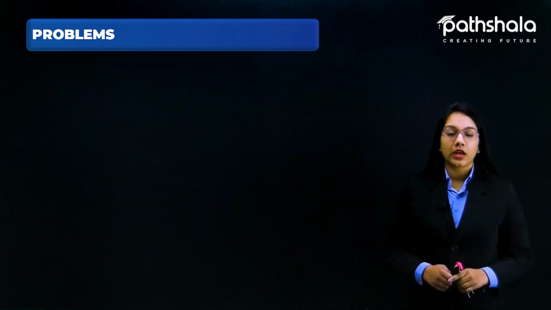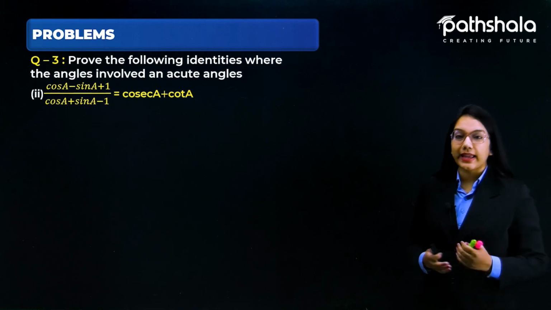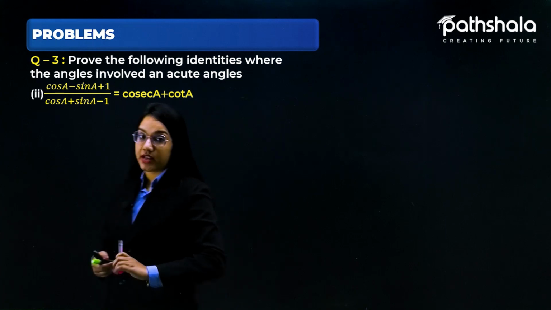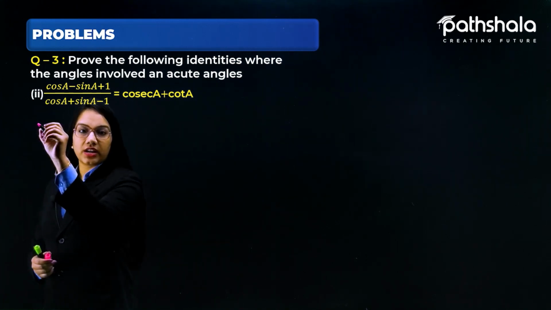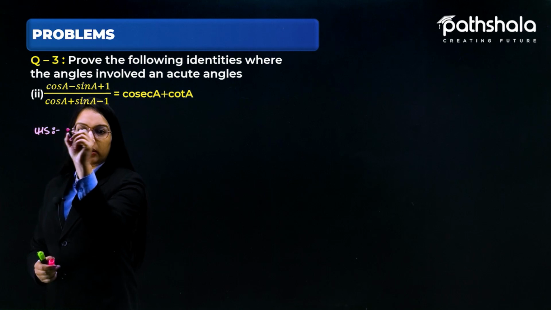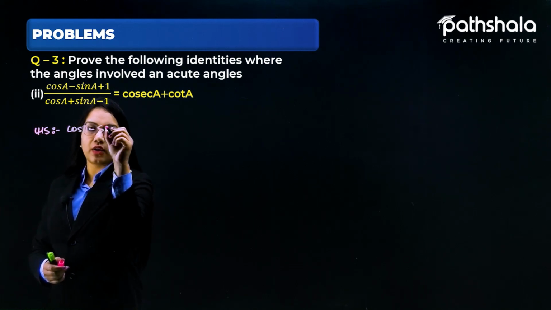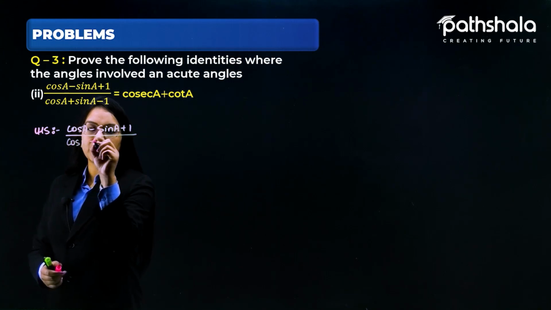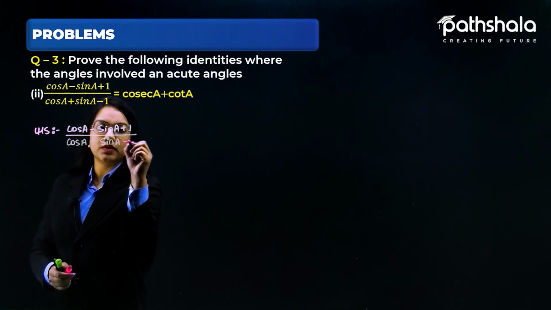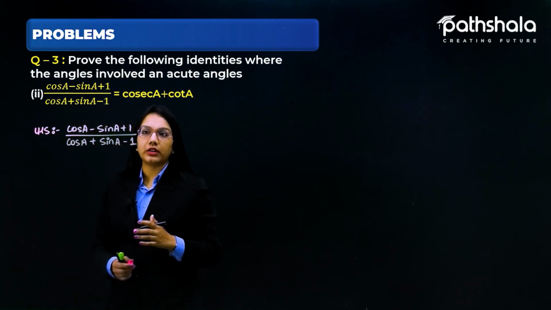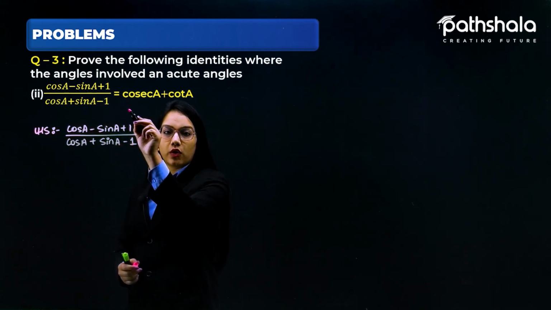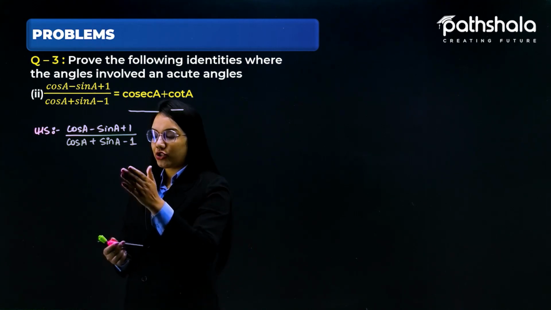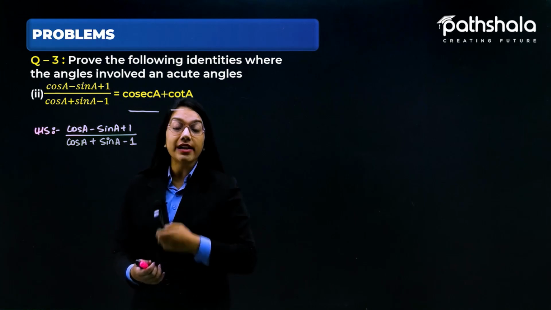to the RHS. Now let's move on further towards the second part of question number 3, which says again we have to prove LHS is equal to the RHS. So let's start the proof. We are taking LHS as (cos A minus sine A plus 1) divided by (cos A plus sine A minus 1), and we just have to prove that this is equal to cosec A plus cot A. It means we have to reduce this LHS into the formation of cosec and cot.